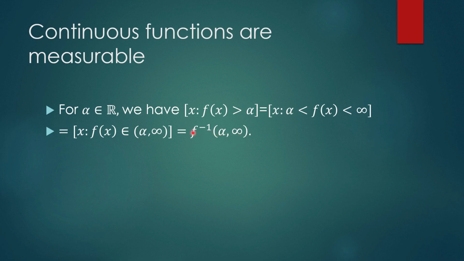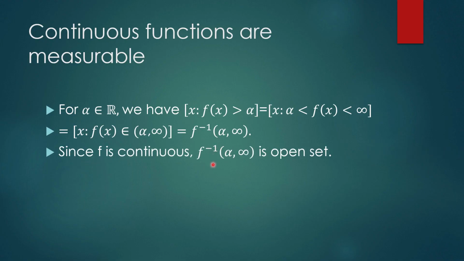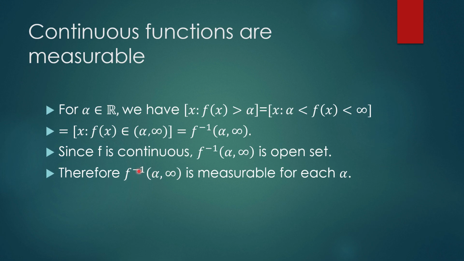Since f is continuous, its inverse image is open. So every open set is measurable, that we have already shown. Since f is continuous, this is an open set, and therefore this one is measurable for every alpha.